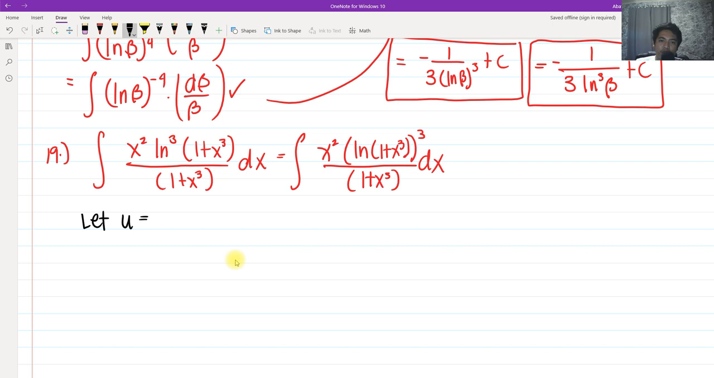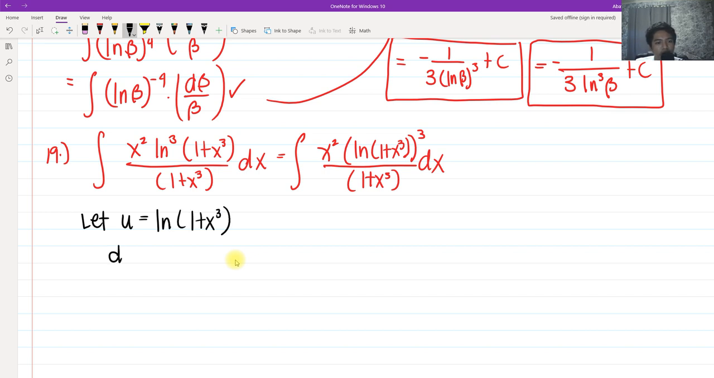it's not integration by partial fractions. It's not integration by trigonometric substitution. It's not integration by a simple algebraic substitution. Whenever we see an ln here, we always think that we can use it as a u substitution. So, let's try u equals ln of 1 plus x cubed.